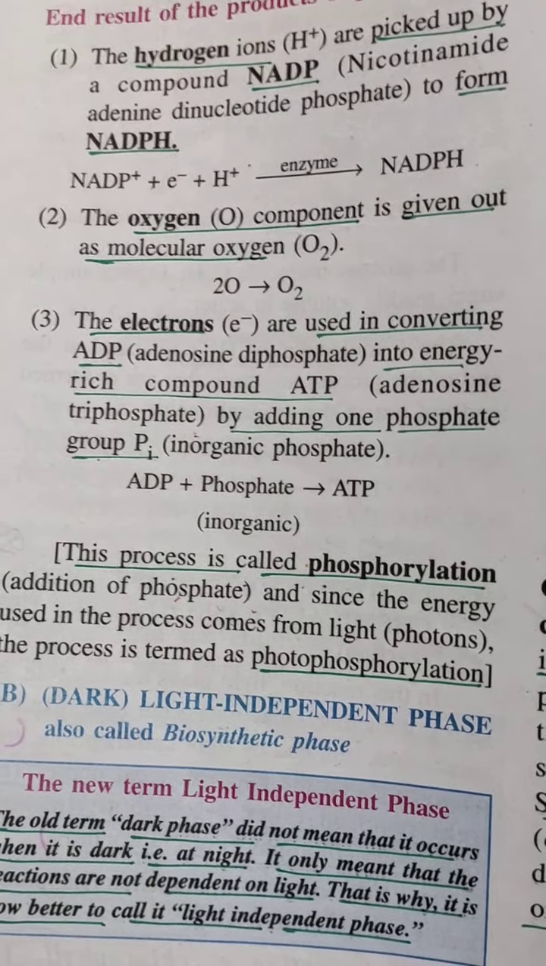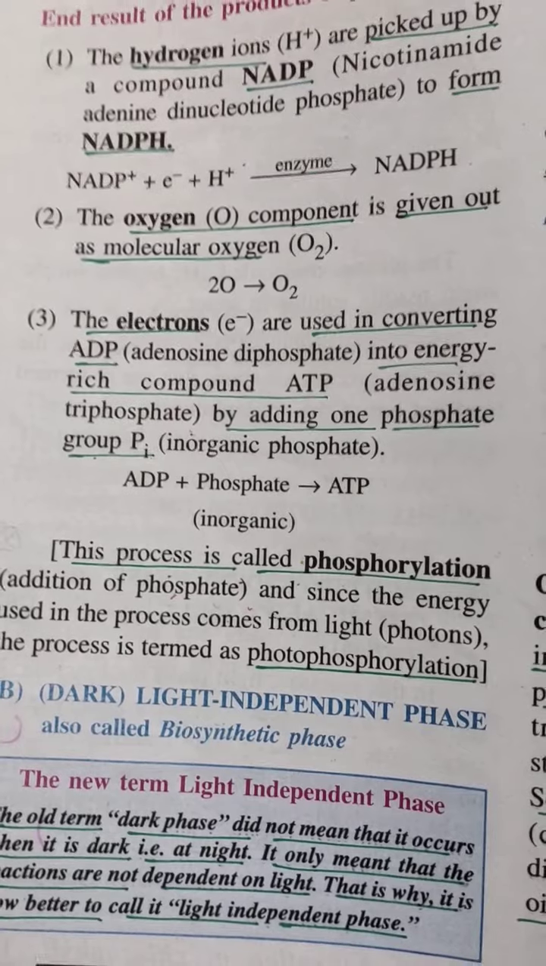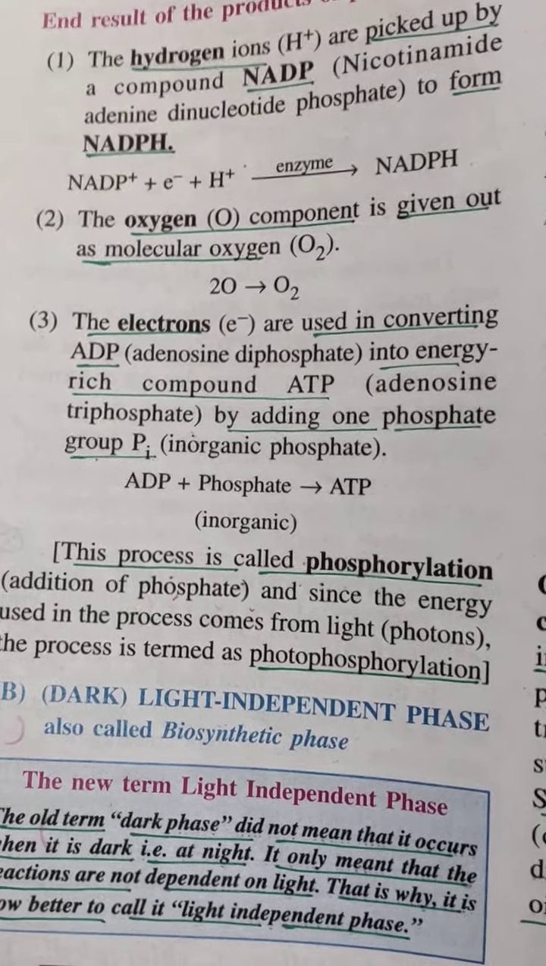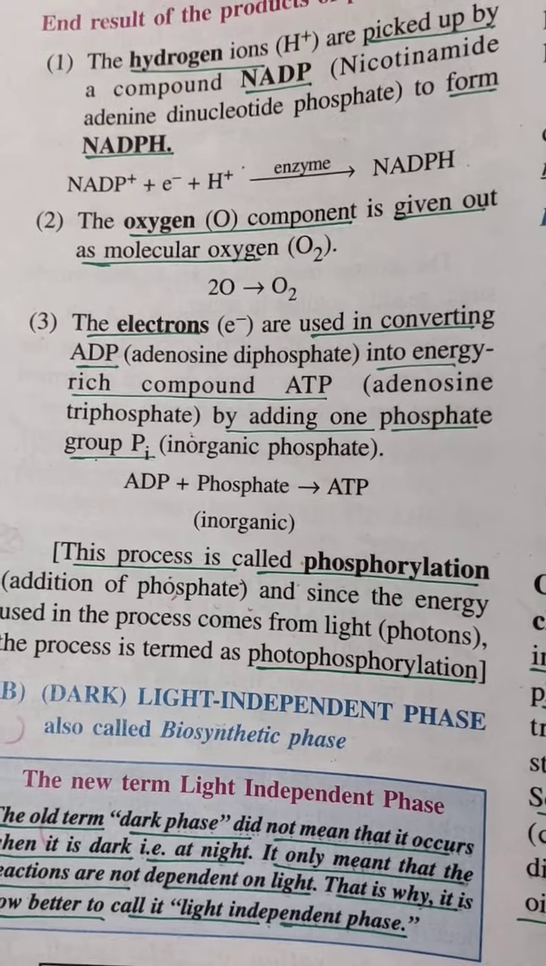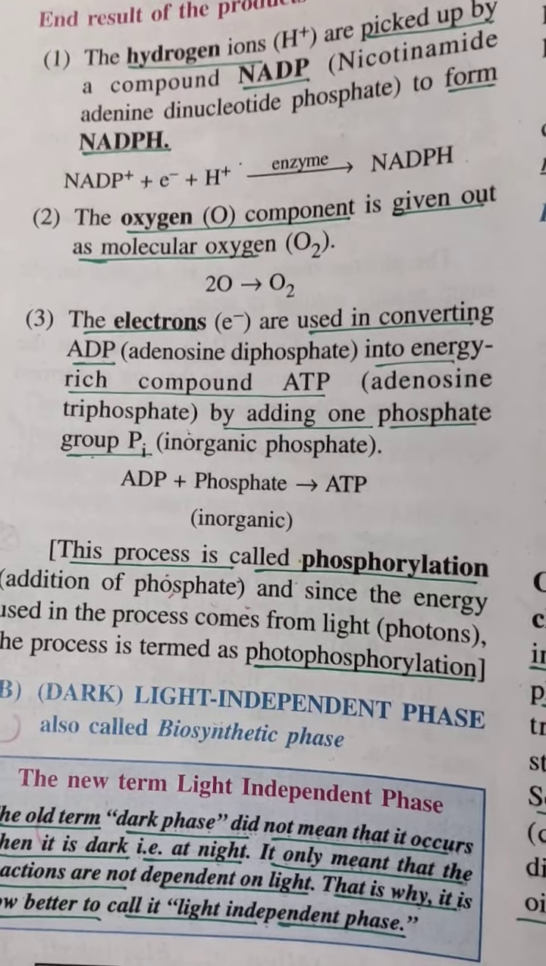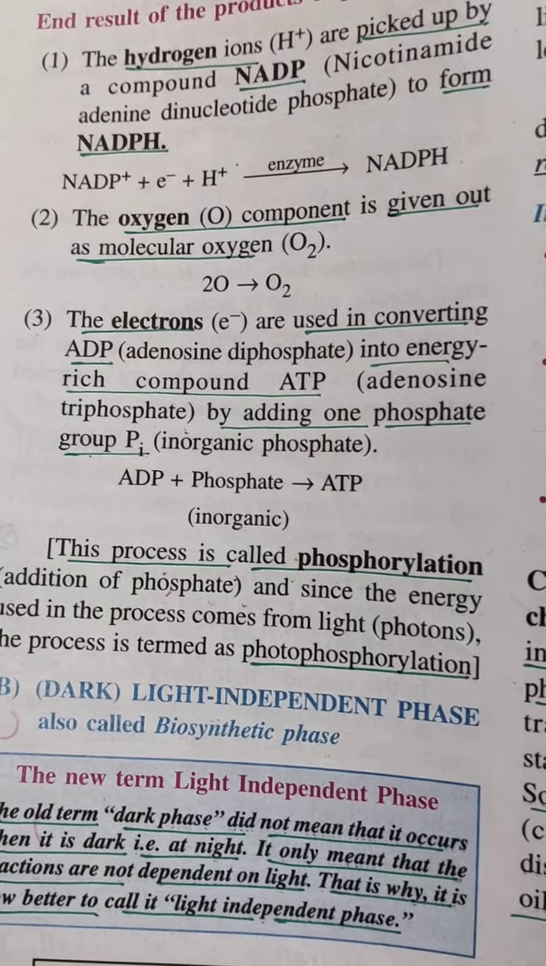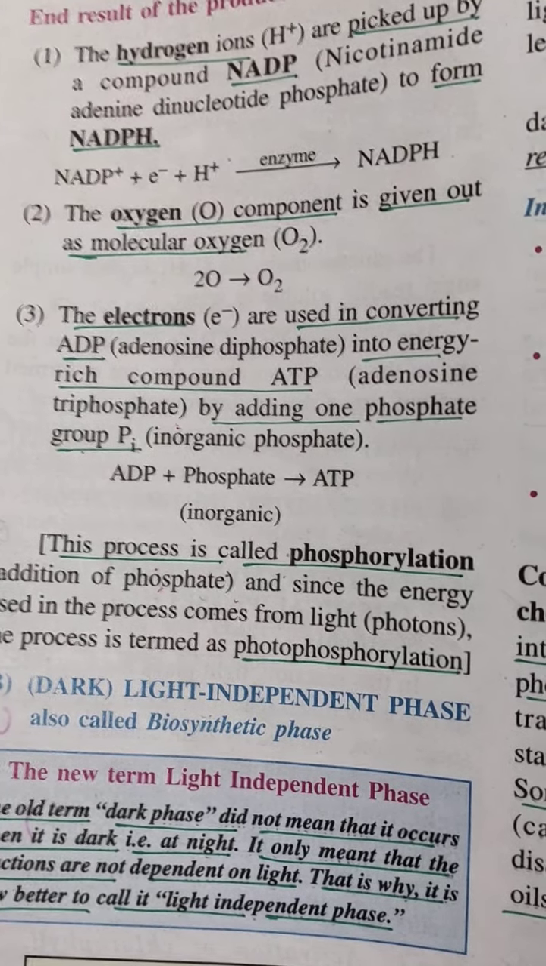So if you get a question, what is phosphorylation or what is photophosphorylation, then you need to give as the third point in the explanation the equation of ADP plus Pi giving ATP.